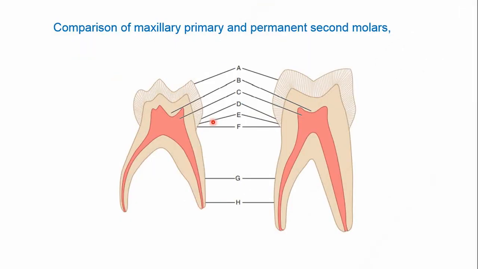In this figure, there's a demonstrated comparison between a maxillary primary molar and a permanent maxillary second molar from a linguobuccal cross-section. So this is the buccal aspect of the primary molar, and this is the lingual aspect. And this is the buccal side, and this is the lingual side of a permanent maxillary second molar. Starting from the enamel cap, it can be seen that the enamel cap thickness is less in primary teeth compared with permanent molars.